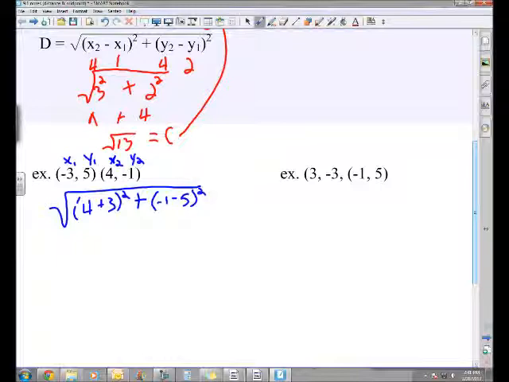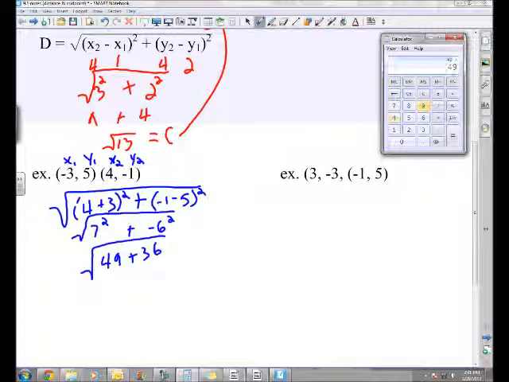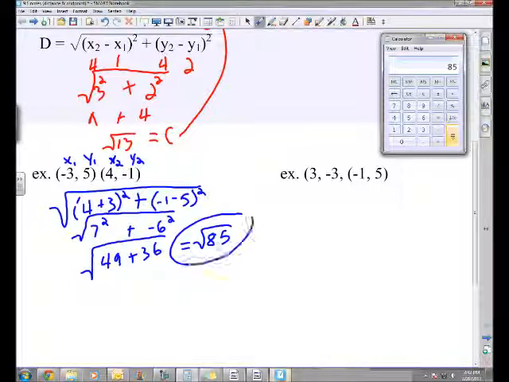And we're going to square that. So 4 plus 3 is 7 squared plus a negative 6 squared. We'll make that 49 plus 36. 49 plus 36, guys, gives us an 85. And we're as simple as we can get with root 85. So that's pretty easy. Let's do one last one here.